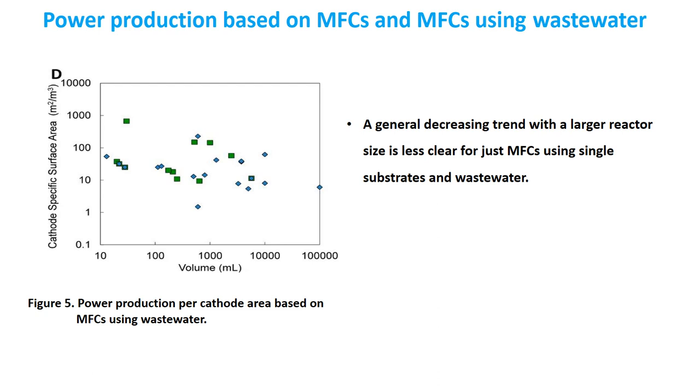Figure 5 represents the power production per cathode area for microbial fuel cells using wastewater. A general decreasing trend with a larger reactor size is less clear for just microbial fuel cells using single substrates and wastewater.